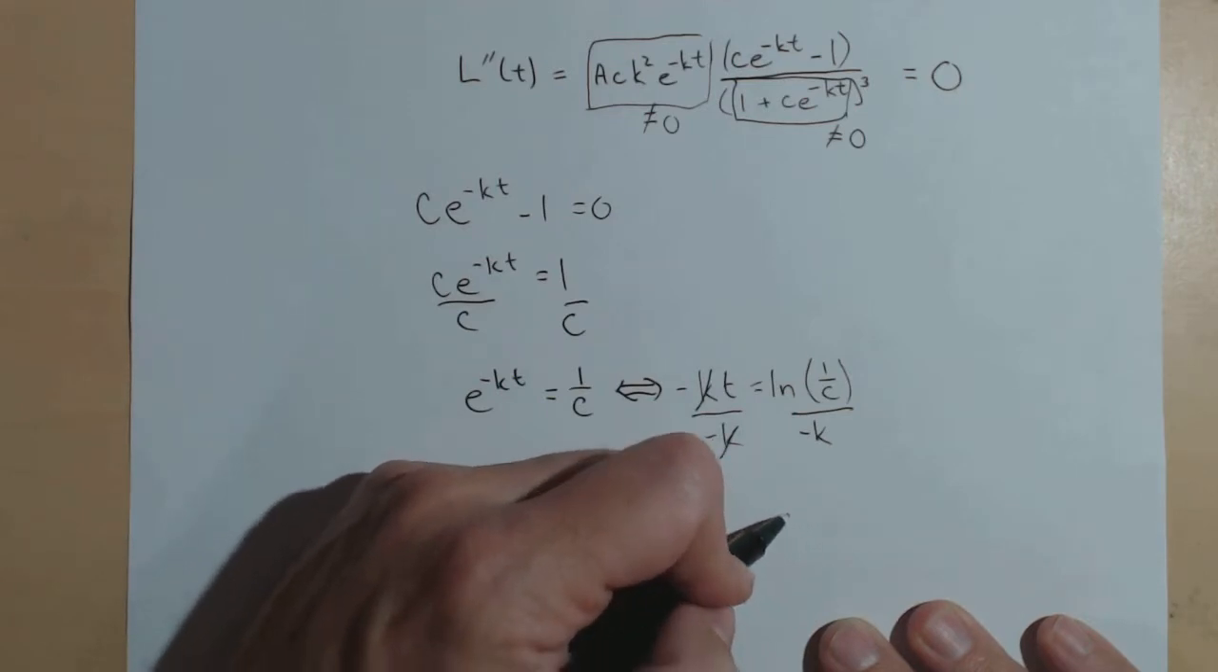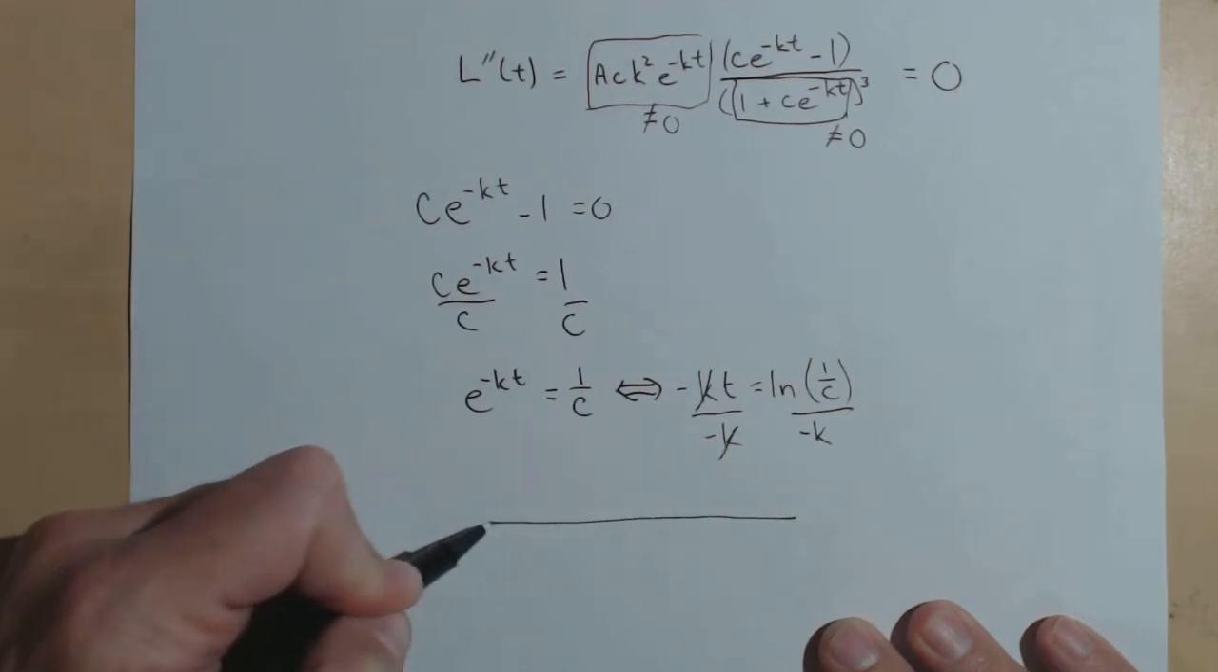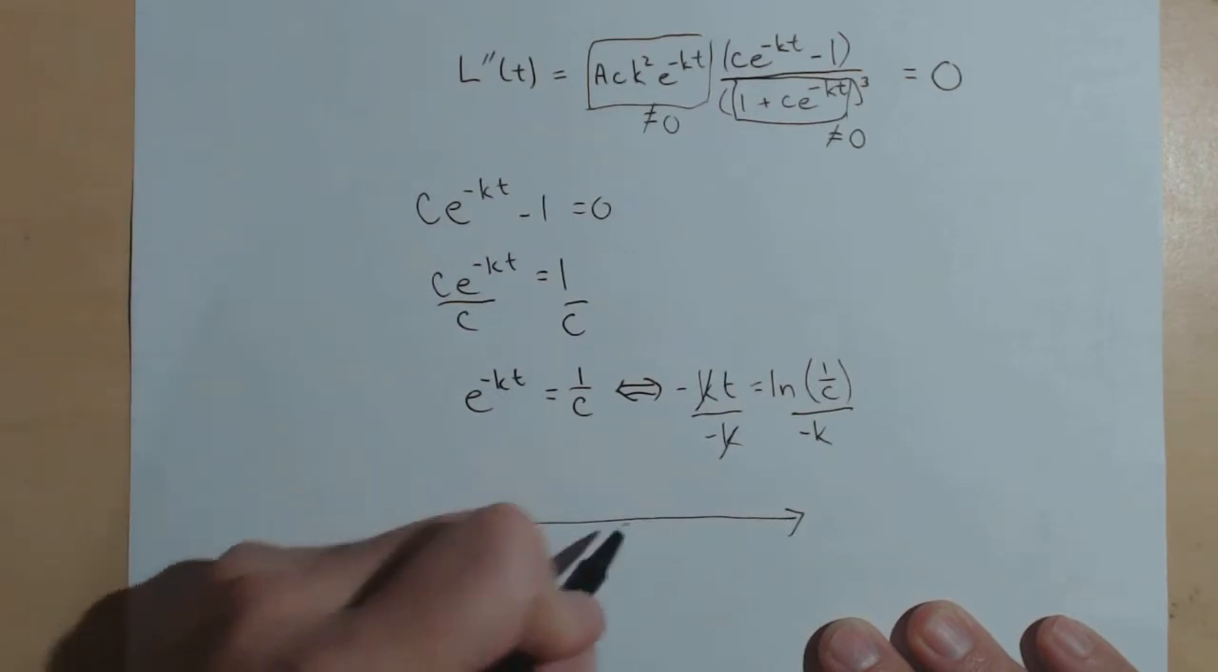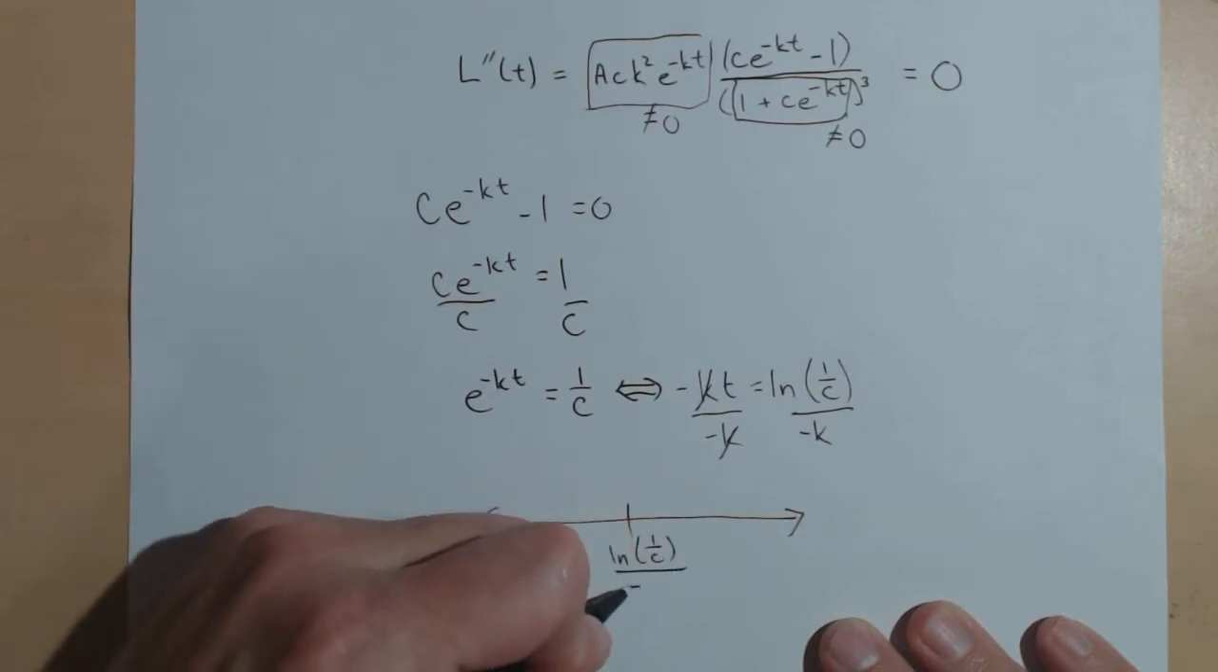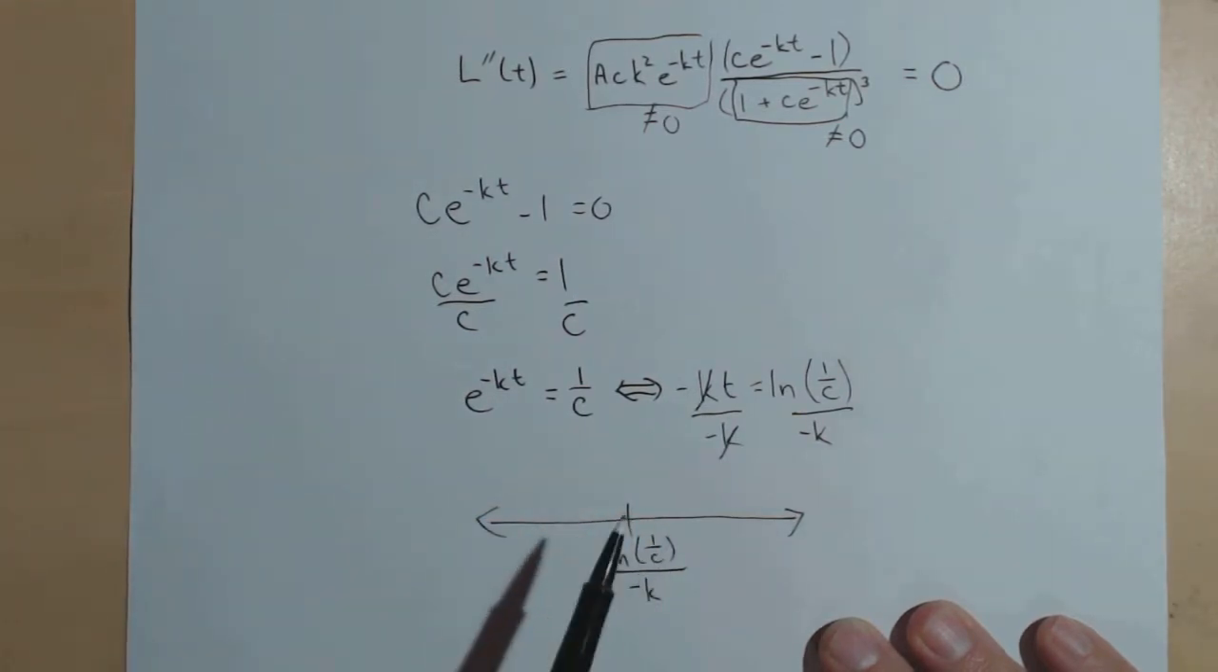So we can do a number line analysis and figure out where our function is concave up and concave down. So this is the point ln of 1 over c over negative k. Now if you remember how natural logs work, or logs in general, log of anything smaller than 1 but greater than 0 is negative, and natural log of anything greater than 1 is going to be positive.